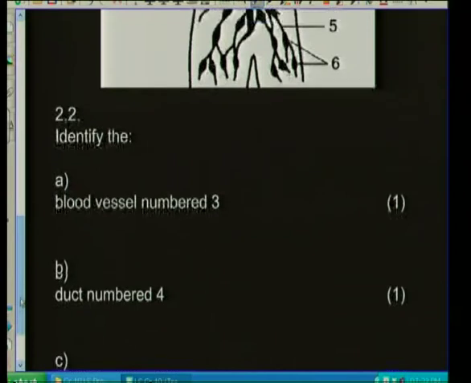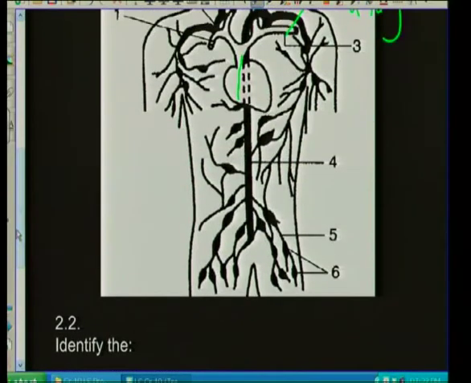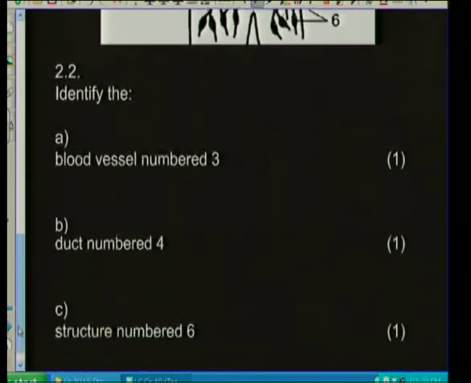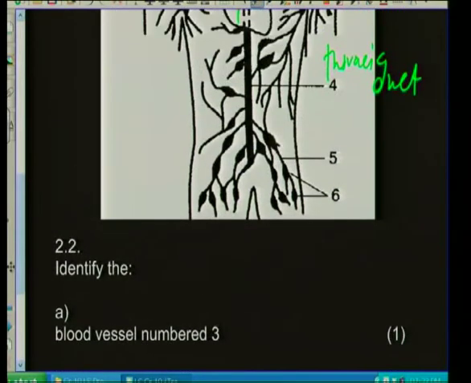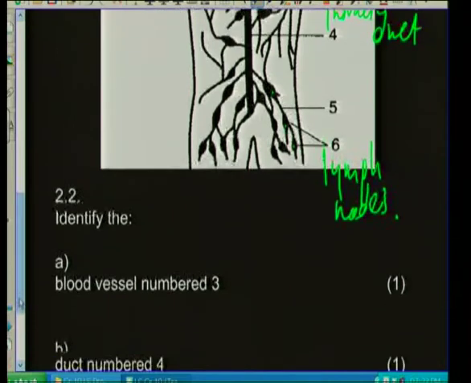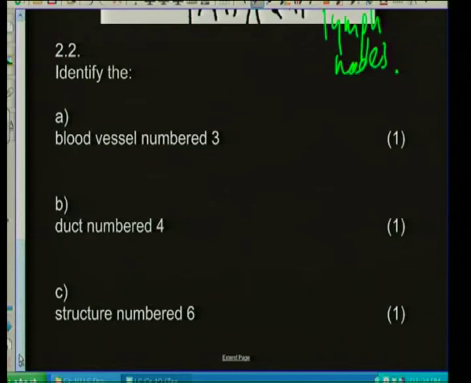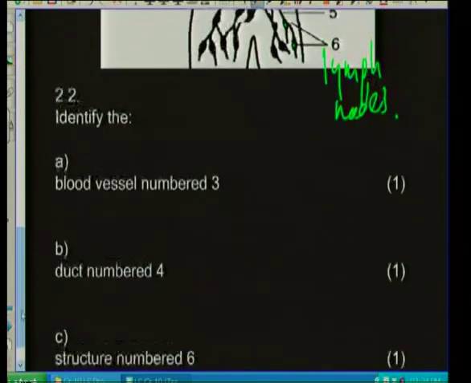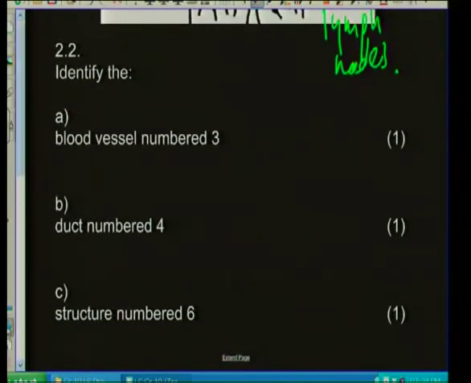Duct number 4. This duct here in the lymphatic system, if you remember the diagram, that was the thoracic duct. And structure number 6, these little swellings all over, these are known as lymph nodes. Structure number 6, we got already. Good. We've covered that question. Let's move on.